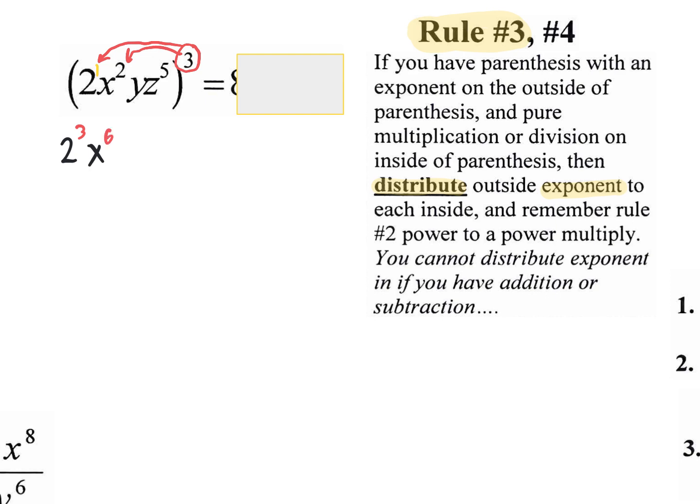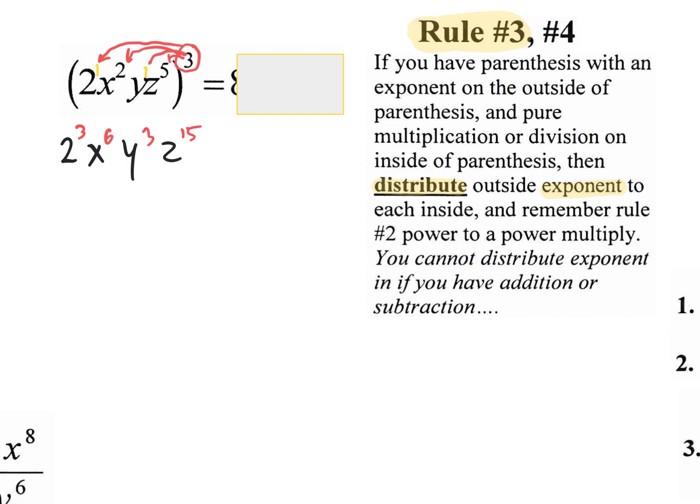And then we distribute the 3 to the y, and the y originally has an invisible 1 right there. So this is going to be y to the what? y to the third power. And last but not least, the z, when I distribute that 3 to that power of 5, power to a power multiply, that's what rule 2 is, z to the what? 15th. Excellent. And there's your answer.